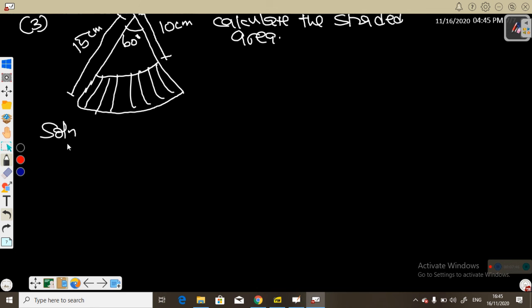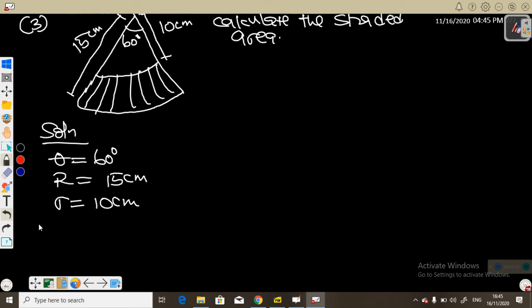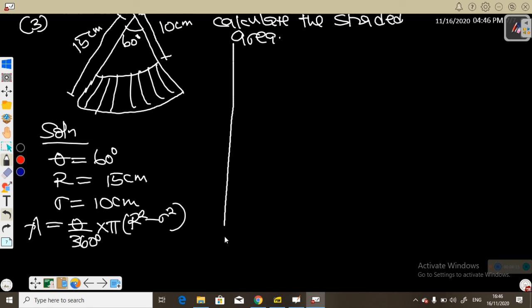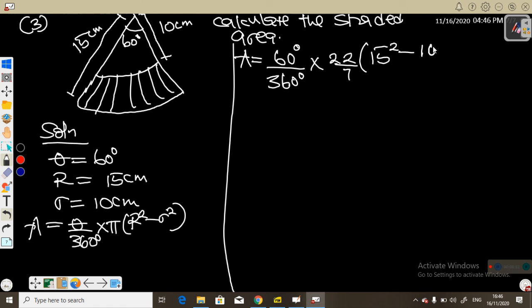We continue as well. Theta, the angle of the sector, is 60 degrees. The radius of the bigger sector is 15 centimeter. For the smaller sector, we have 10 centimeter. The formula for calculating the shaded region is the subtraction: theta over 360 times pi times R squared minus r squared. We substitute into this formula to find our area. So A equals 60 degrees over 360 degrees times 22 over 7 times 15 squared minus 10 squared.